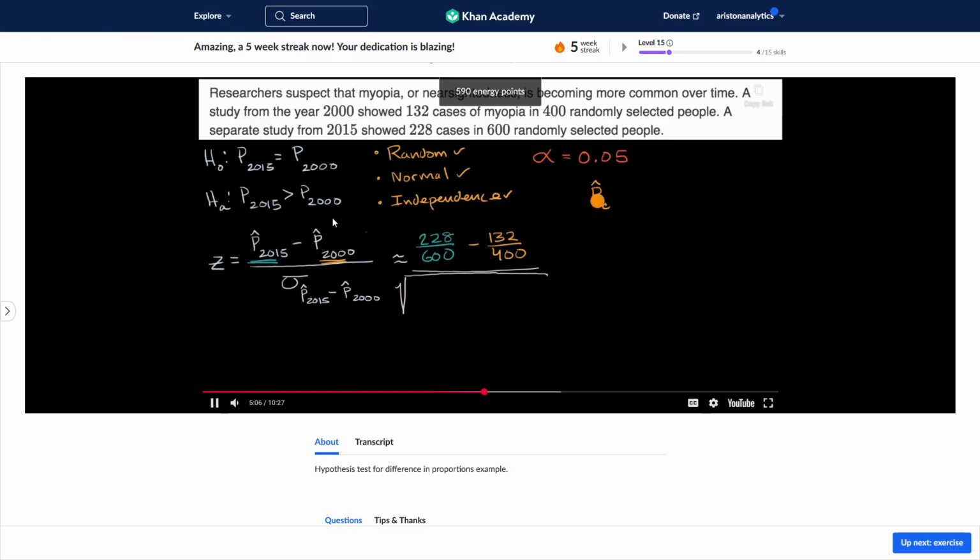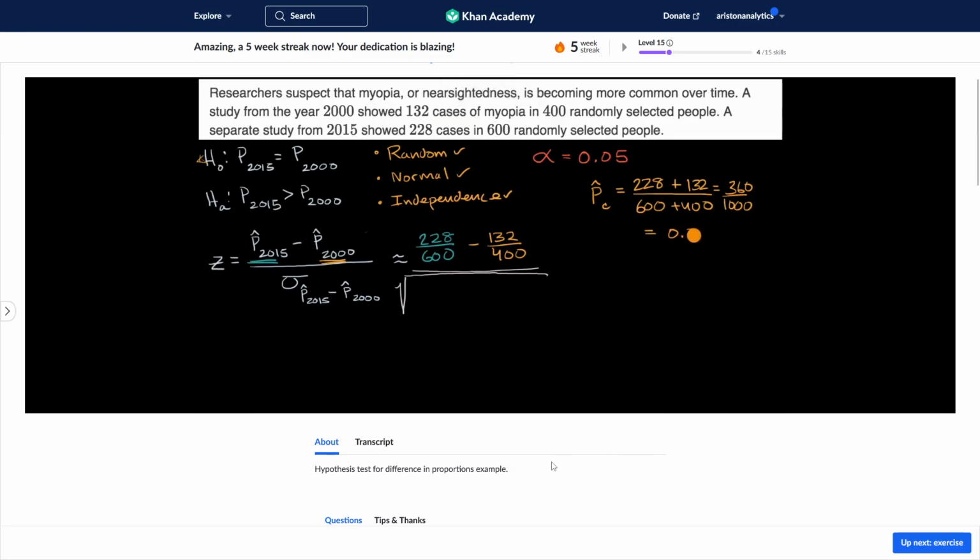Remember, when we do our hypothesis test, we assume that our null hypothesis is true. And if our null hypothesis is true, there's no difference between the proportions in 2015 and 2000. So to get a better estimate of the true proportion, we should just add up our samples. Our sample size would be 600 plus 400, and the number of cases of myopia would be 228 plus 132, which gets us to 360 over 1,000, which is equal to 0.36.